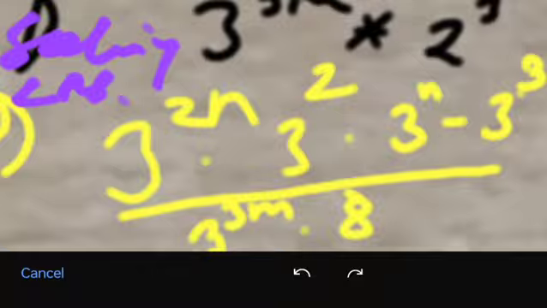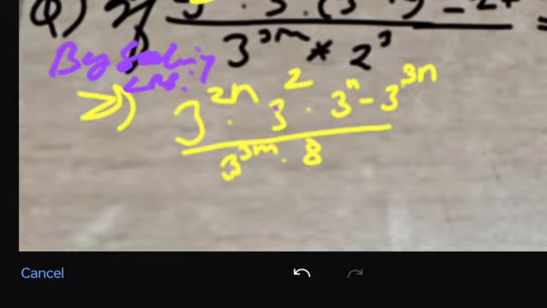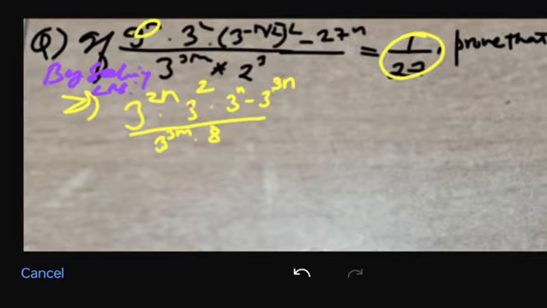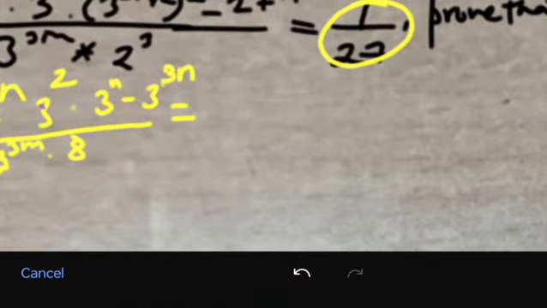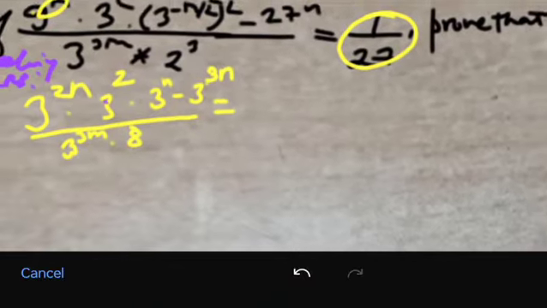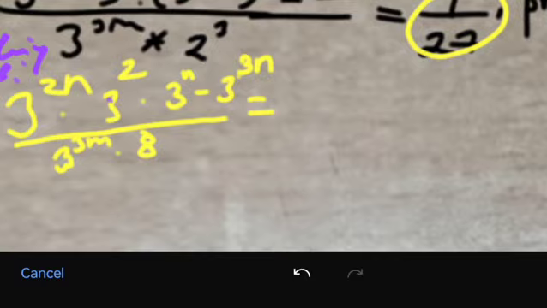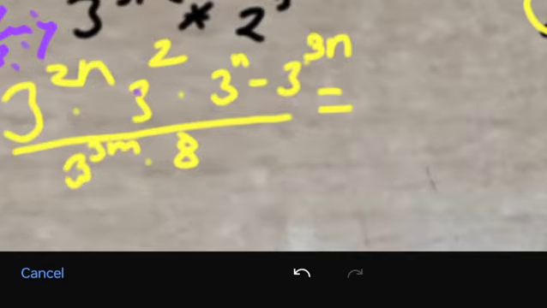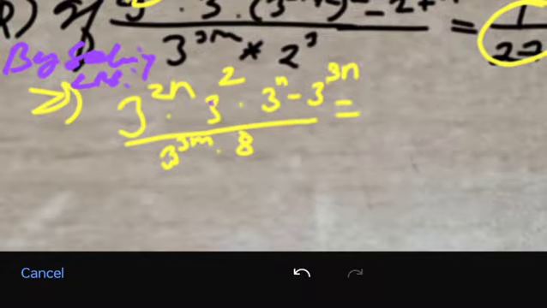Put it here as semicolon. Yes, good. So now this can be further simplified. Here 3 raised to the power 2, 3 raised to the power 2, they are common, so we can write this in this form.